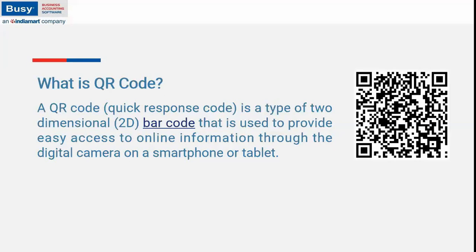What is QR code? Quick response code. A QR code, as it is called, is a type of two-dimensional barcode that is used to provide easy access to online information through the digital camera on a smartphone or tablet. Quick response code is called QR code, and it is made with the help of hash technology. This QR code is used to provide various types of information. After scanning this QR code, our smartphone, tablet, or digital camera will analyze the particular information and give the output. So this QR code is very popular nowadays. We are using the QR code for various purposes.